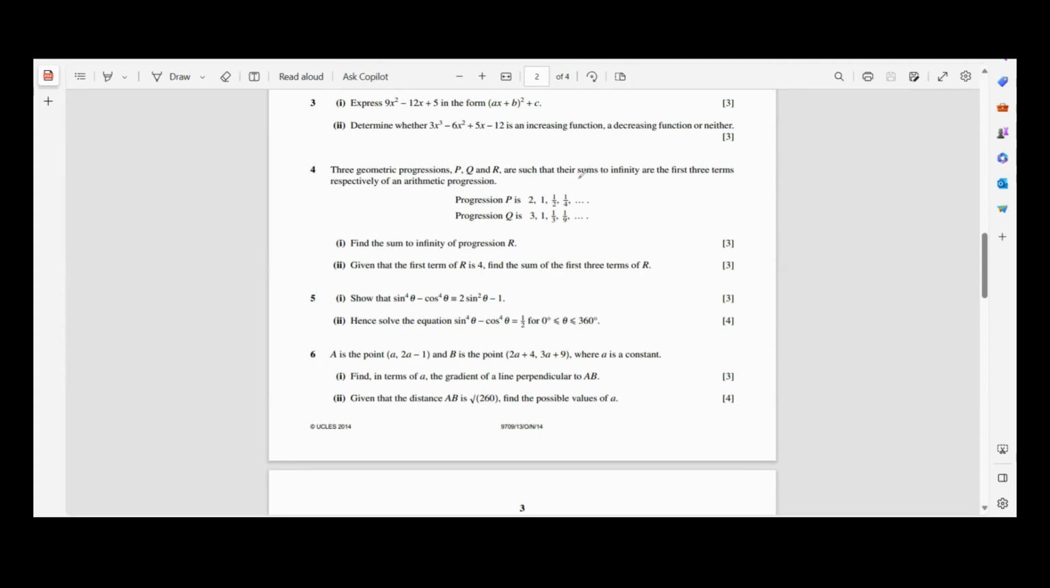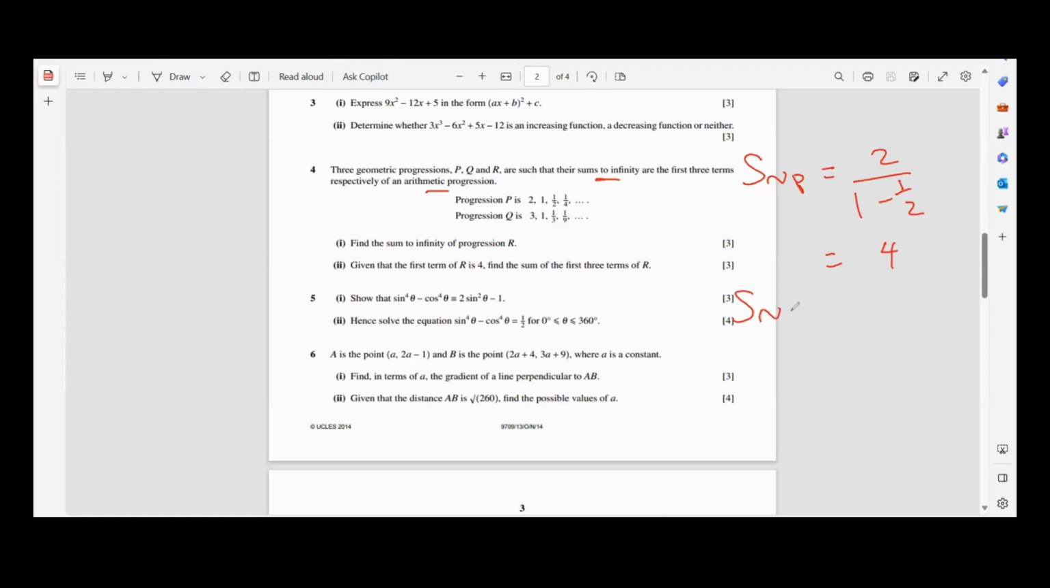Okay, so it said that the sum to infinity of the first 3 terms is an arithmetic progression. So we find first the sum to infinity of P, which is equal to U1, 2, over 1 minus the ratio, which is half. So here we shall have 4 for the sum to infinity of P.